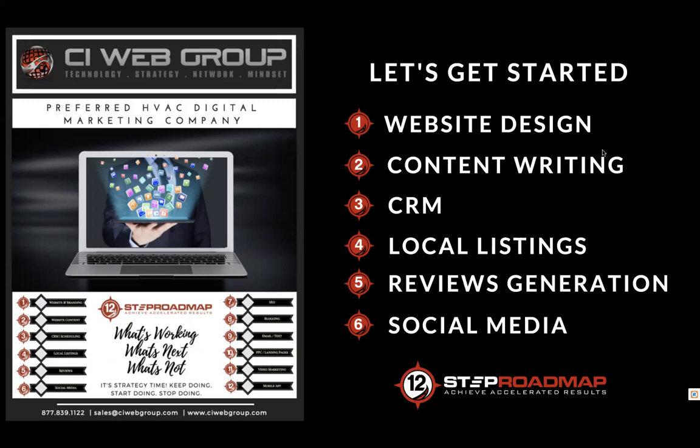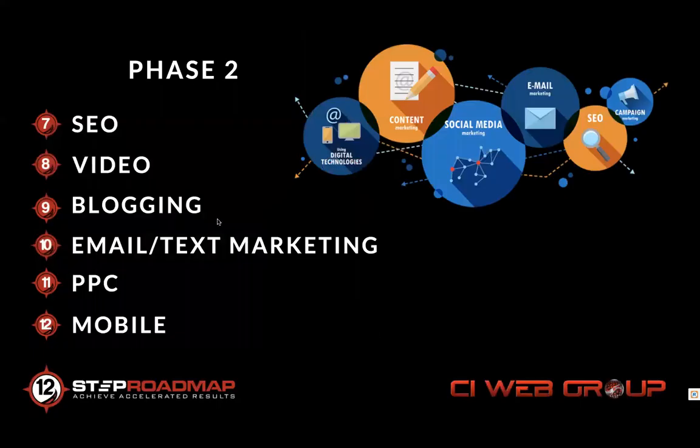So for the 12 steps, this is essentially their website content, online scheduling and CRM, their local directories, reviews, social media. Then we get into phase 2. The reality is, if you don't have phase 1 perfected, phase 2 doesn't exist. So if we're trying to get a company to show up on page 1 of Google when and where consumers are searching, that's called SEO. SEO cannot be done without those other things in place.